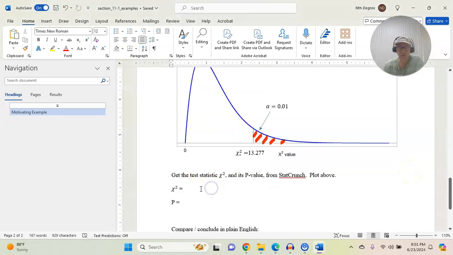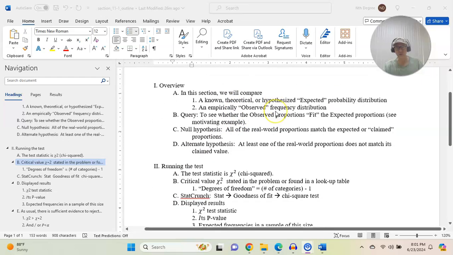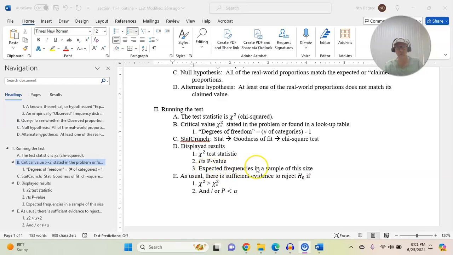Okay, so now we need to find out what the test statistic actually is for our sample. And this is where we get into StatCrunch, which will also give us the associated p-value. And of course, we can also reject the null hypothesis if this p-value ends up being smaller than this 1%. So on StatCrunch, as indicated on the lecture notes here, the steps to follow will be stat, goodness of fit, chi-square test. StatCrunch will display the chi-squared value and its p-value, and it'll even give us the expected frequencies in a sample of this size.